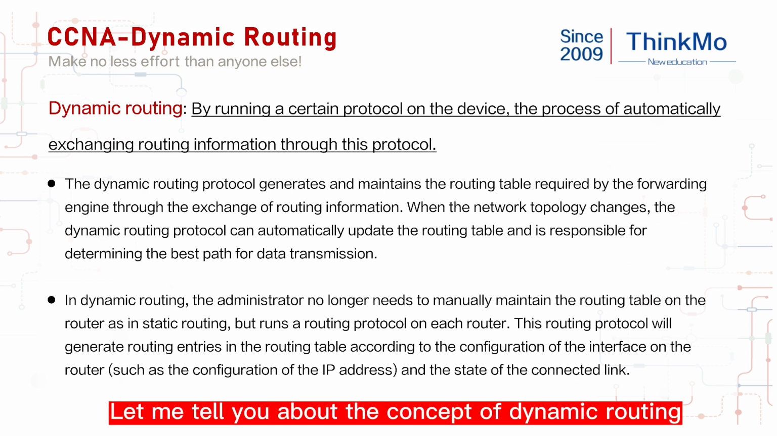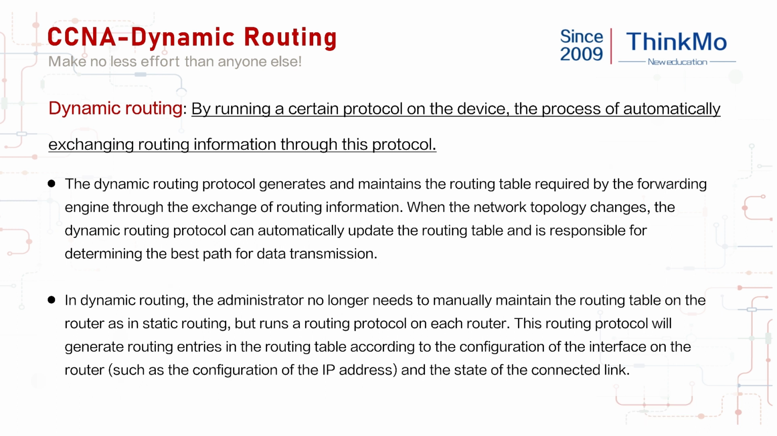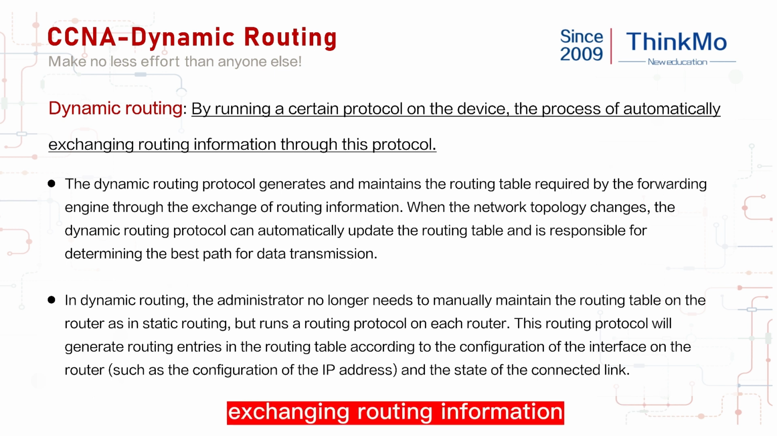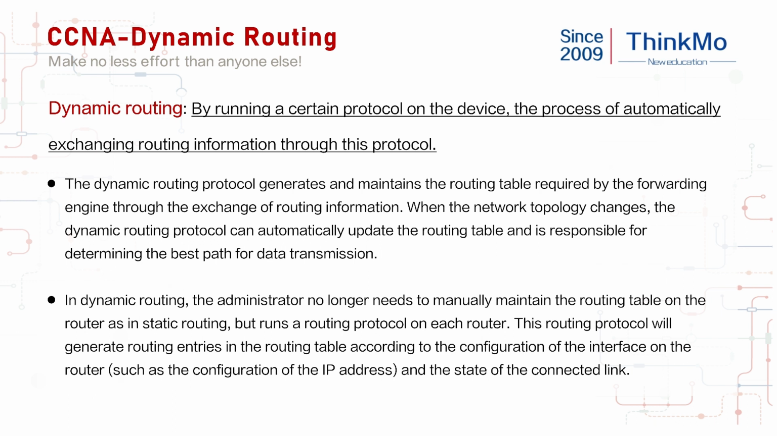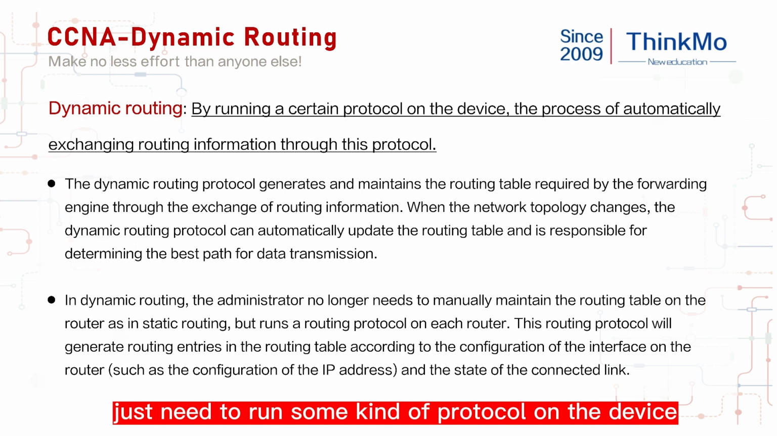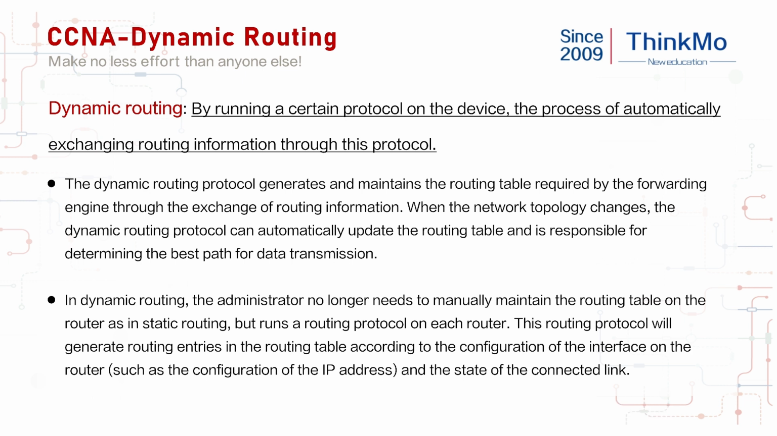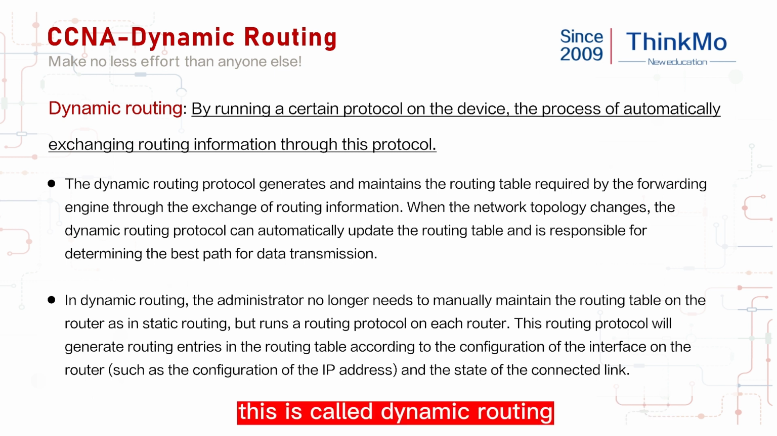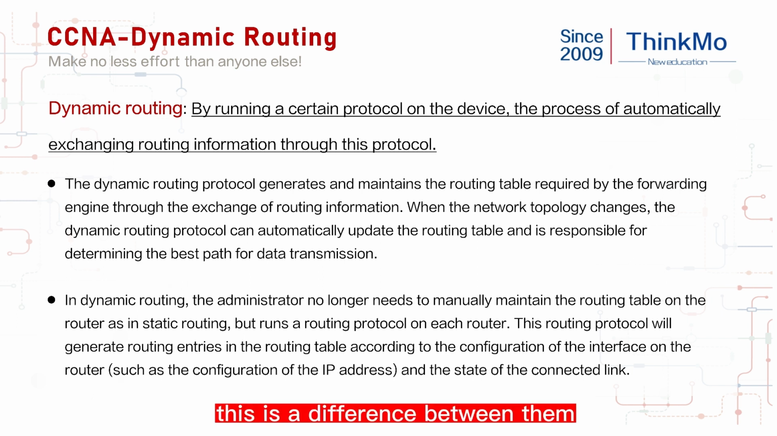Let me tell you about the concept of dynamic routing. By running some corresponding protocols on the device, these protocols are dynamic routing protocols, and routing information is exchanged automatically through them. Dynamic routing means you just need to run some kind of protocol on the device and automatically exchange routing information through it. There is no algorithm for static routing; it only relies on human configuration. Dynamic routing has an algorithm. This is a difference between them.